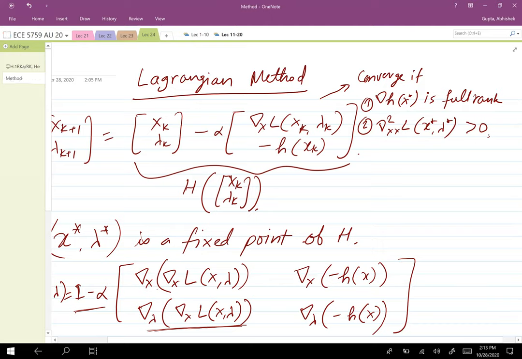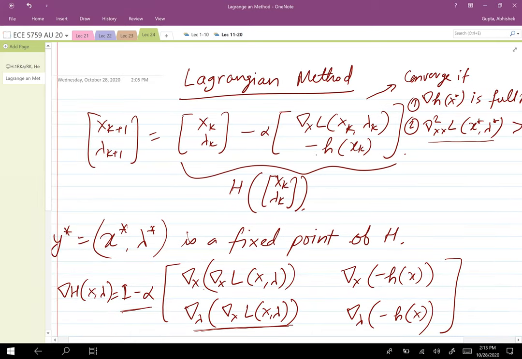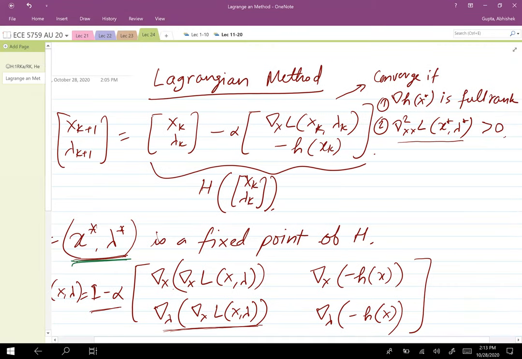Okay, so if these two conditions are satisfied, so this would readily be satisfied if your function was convex and your equality constraint was linear, so it's a totally convex problem, then the second derivative of Lagrangian will be positive definite at all places. And your gradient of hx would be a full rank matrix. So if these two conditions are satisfied, then this sort of Lagrangian method would converge to the fixed point, which is x star, lambda star, if you start sufficiently close to x star and lambda star.